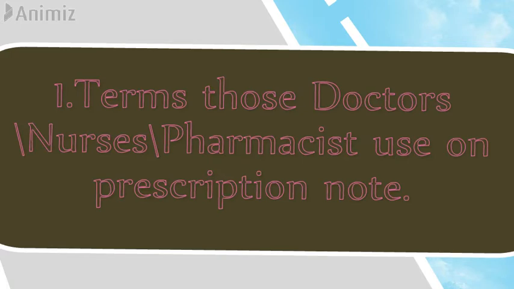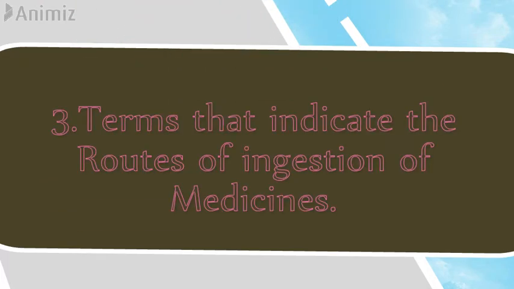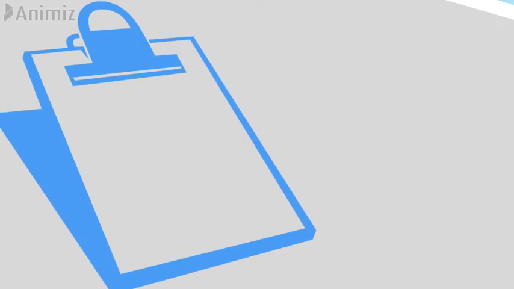Let's get into them. Firstly, the terms that doctors, pharmacists or nurses use on a prescription. And the second one is the terms that indicate the point or period of ingestion of medicines. Lastly, the terms that indicate the routes of ingestion of medicines. Let's go to the first category, the terms that doctors use on a prescription note. Firstly, I'll expand these terms.